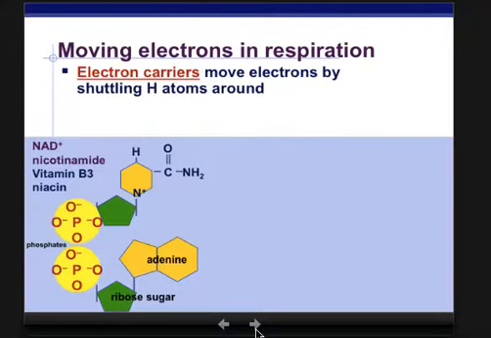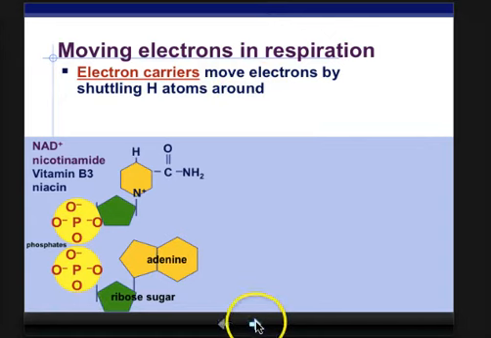All right, so moving electrons in respiration. How is this happening? Electron carriers move the electrons by shuttling the hydrogens around. Okay, I'm sorry, I had to pause there, so I'm not sure exactly where I left off, but we're going to talk about a couple of the key electron carriers that move electrons around.